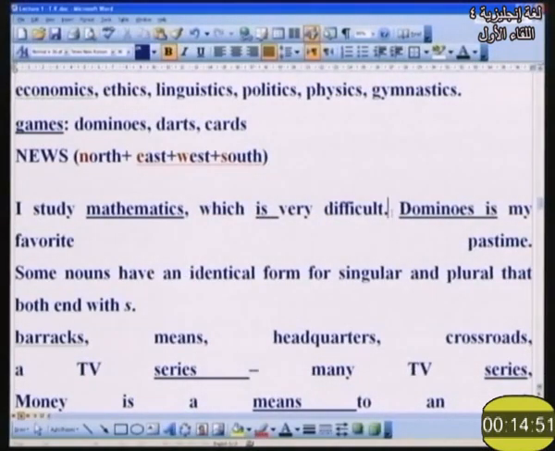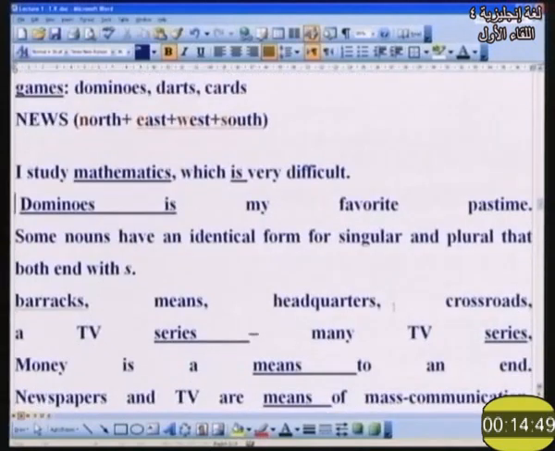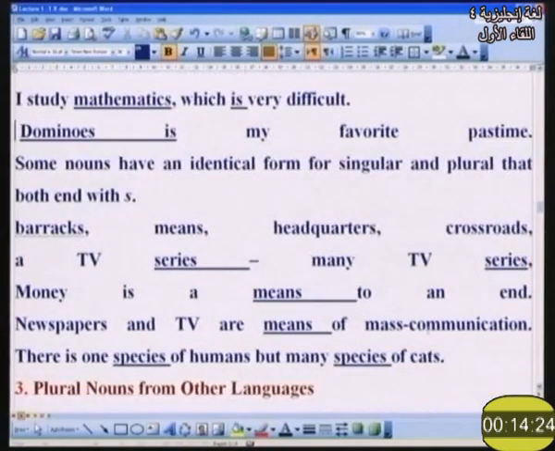Some nouns have an identical form for singular and plural. Barracks اللي هي الحواجز singular و plural. Means وسيلة ووسائل singular و plural. Headquarters مقر القيادة أو الإدارة singular و plural. Crossroads اللي هي مفترق طرق singular و plural. Series اللي هي مسلسلات التلفزيون a TV series and many TV series مفيش plural هي. Money is a means to an end. Okay. Means وسيلة.